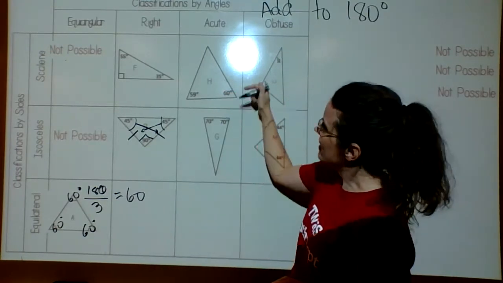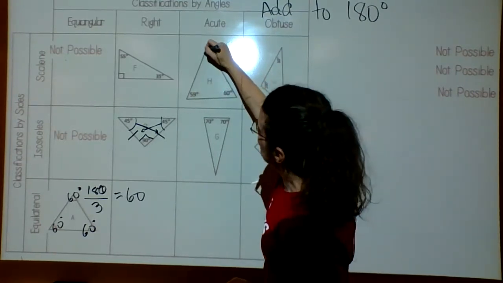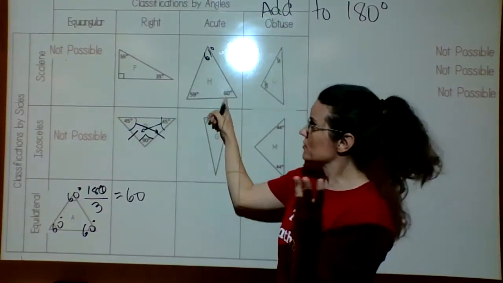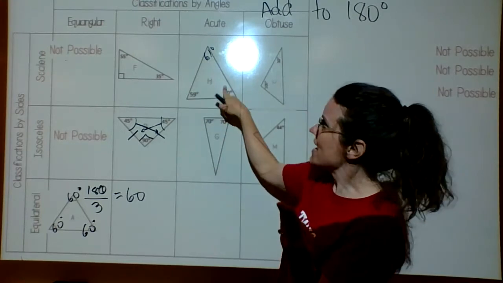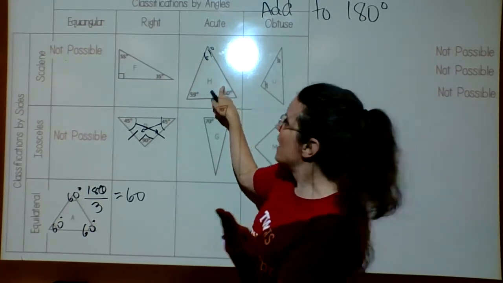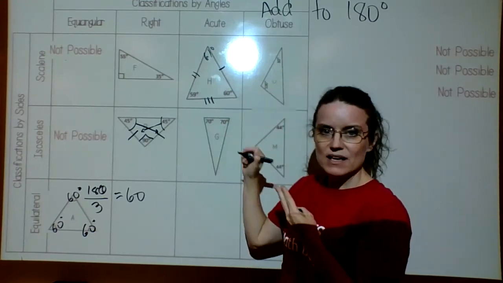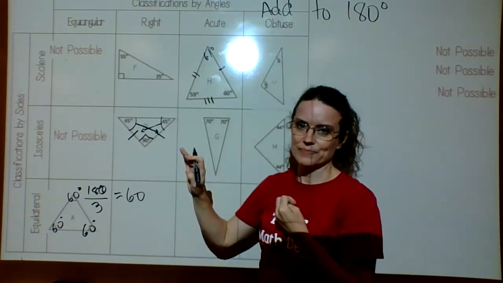On this guy, I have an acute 59, an acute 60, which means this one's going to be 61. That's three acute angles, so it's an acute triangle. But since all three angles are different numbers, I know that all three sides are different lengths. And since the sides are all different lengths, I've got a scalene triangle here.